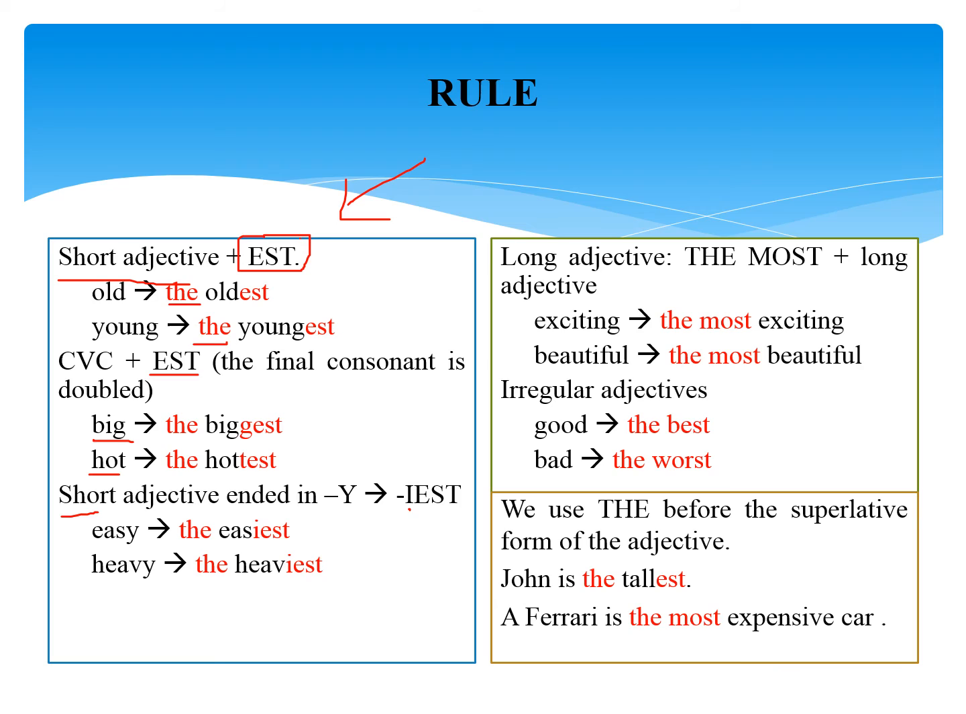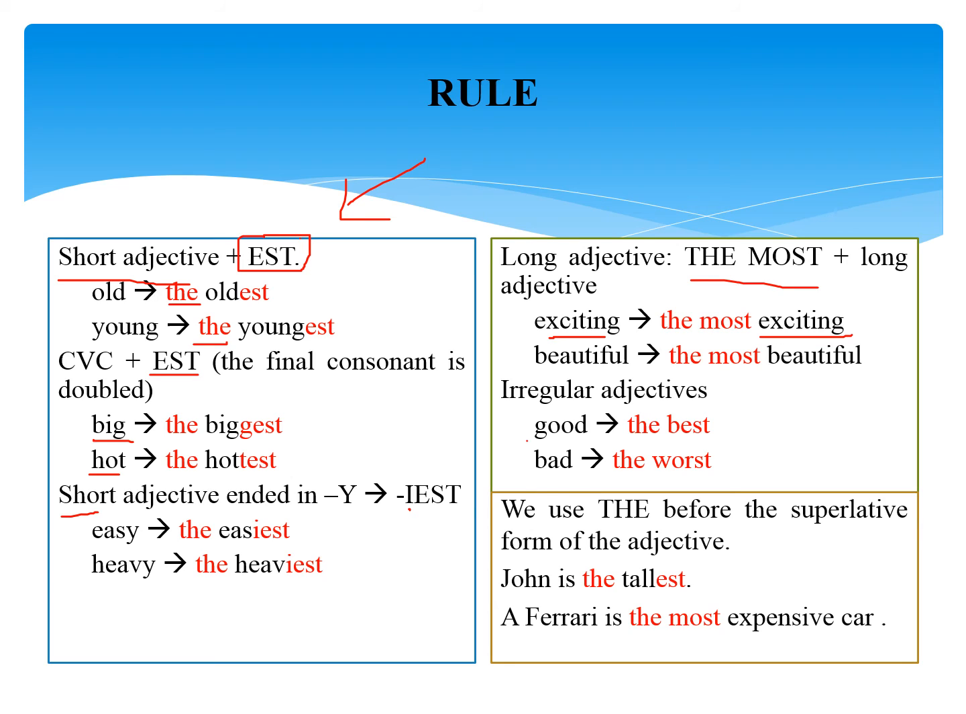Now for long adjectives, we use the most. So if we use more plus adjective plus than for comparatives, now for superlatives, for long adjectives, we use the most, and then the plus long adjectives. So exciting, the most exciting. Beautiful, the most beautiful. Irregular adjectives, again, we have good, the best, bad, the worst.